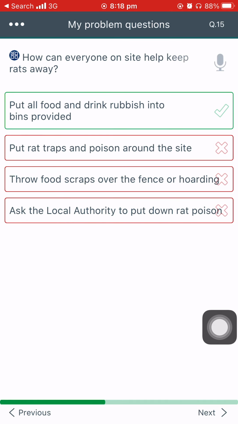How can everyone on site help keep rats away? Put all food and drink rubbish into bins provided. Put rat traps and poison around the site. Throw food scraps over the fence or hoarding. Ask the local authority to put down rat poison.